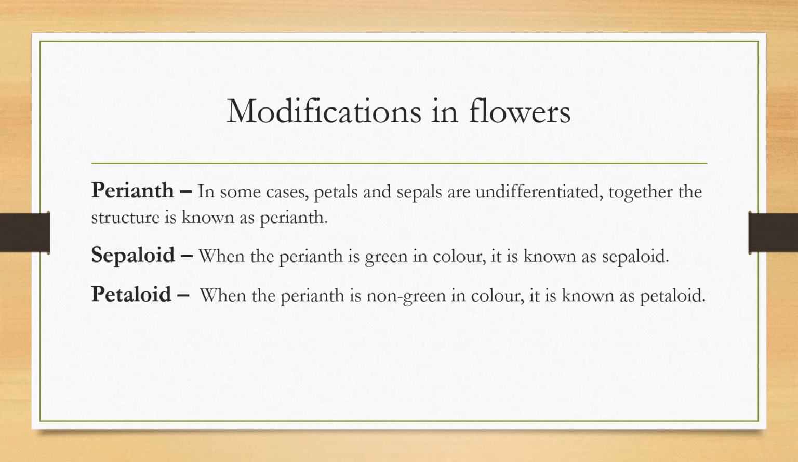Sometimes the perianth is green in color. Then it is called sepaloid perianth. When the perianth is non-green in color, then it is called petaloid perianth.